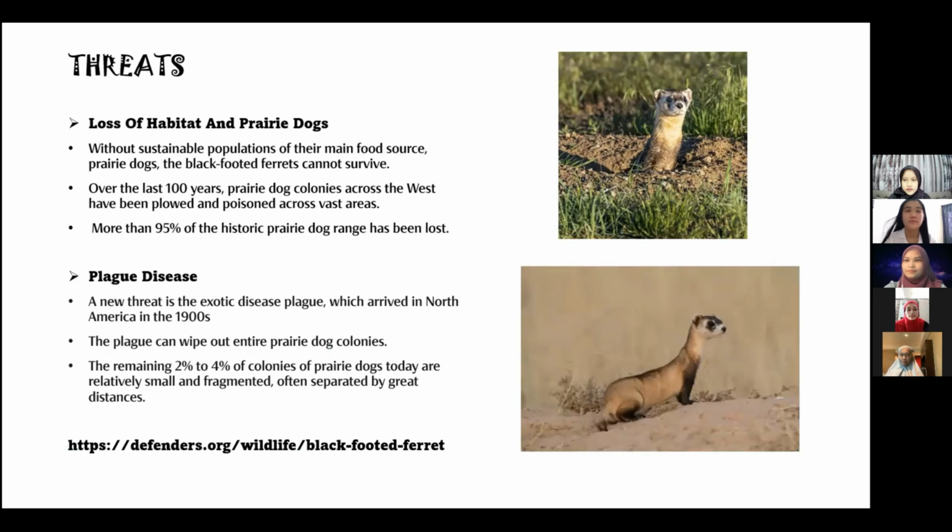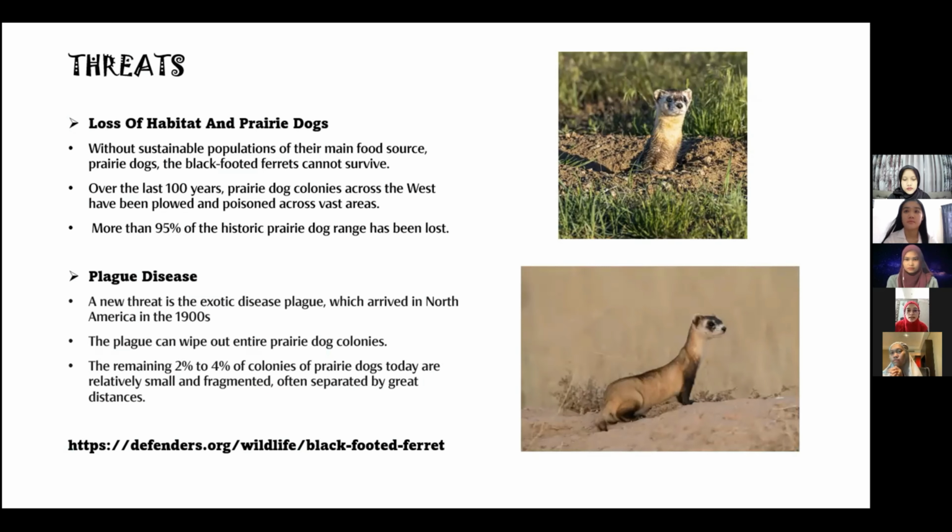Okay, these are some threats for the black-footed ferret. The first is loss of habitat and prairie dogs. Without a sustainable population of their main food source, prairie dogs, the black-footed ferrets cannot survive. Over the last 100 years, prairie dog colonies across the West have been bulldozed and poisoned across vast areas. Lastly, more than 95% of the historic prairie dog range has been lost.